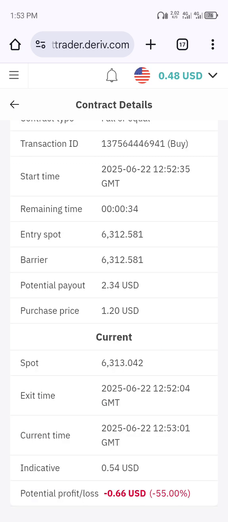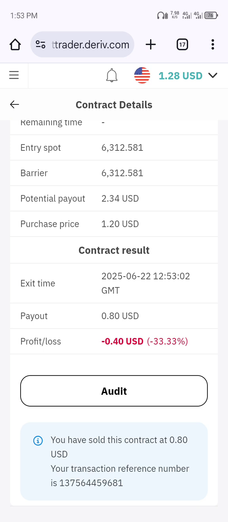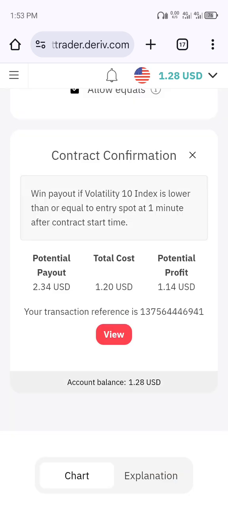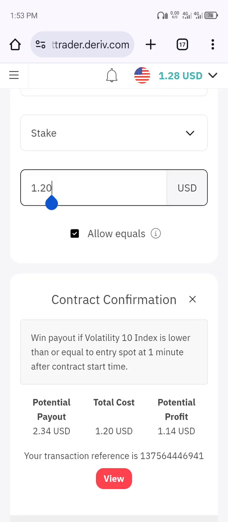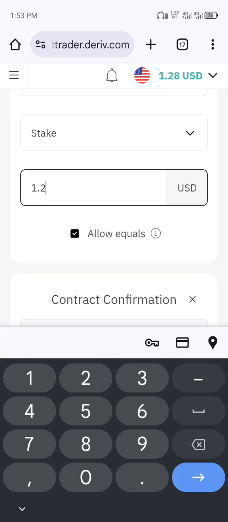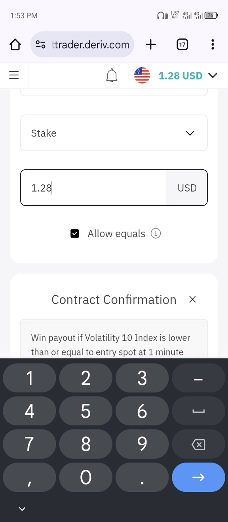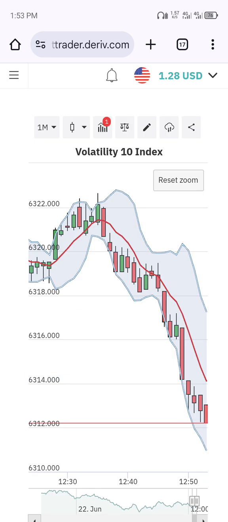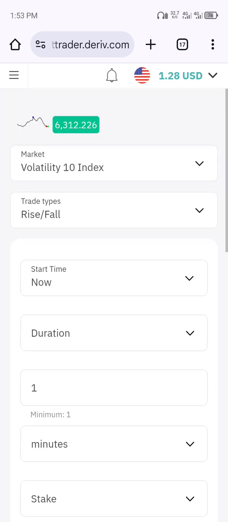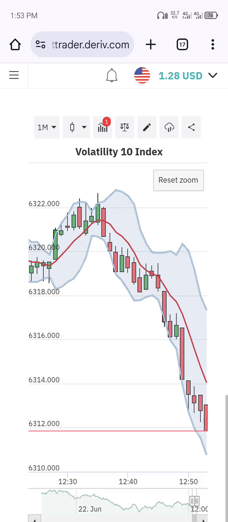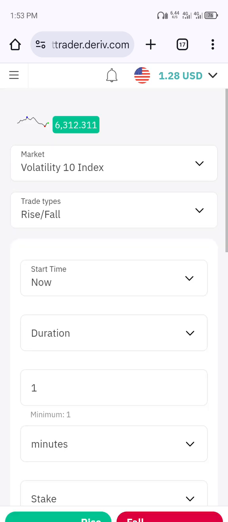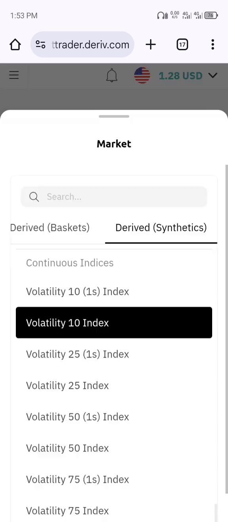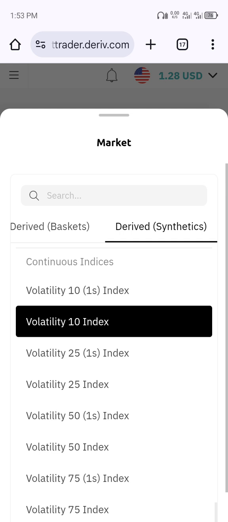I think the stop loss, I take it at 40 cents. I stand again at $1.28, taking it as a recovery stage. I think we check another market. We check another market.